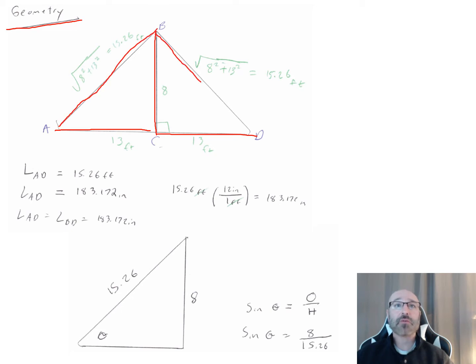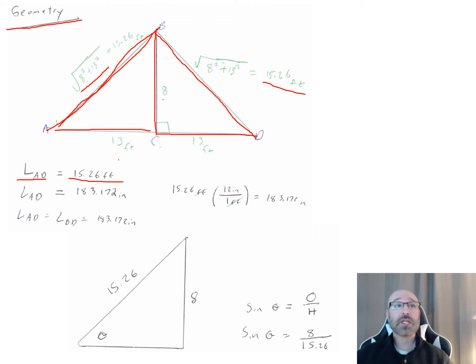At the same time, I'll do it for BD. They're both going to be the same. I can use Pythagorean's theorem here: A squared plus B squared is equal to C squared. The 13 squared plus my 8 squared is equal to my length over here, AB squared. So therefore, AB is equal to the square root of 8 squared plus 13 squared, or 15.26 feet. And the same thing, same triangle over here for length BD.